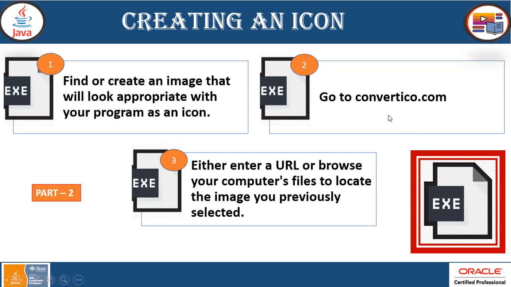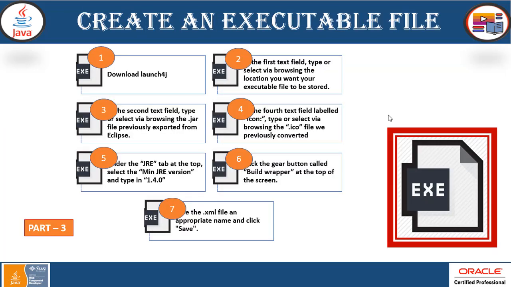Now once the icon is done, the next step is to create an executable out of this archive and icon. That is going to be done with the help of the Launch4j application. All you need to do is download and install it on your system, and provide the information to the application, and that will create your executable. Now let's take a look at the demonstration.